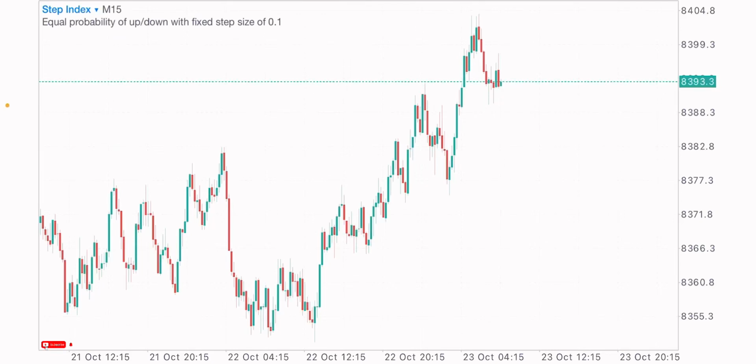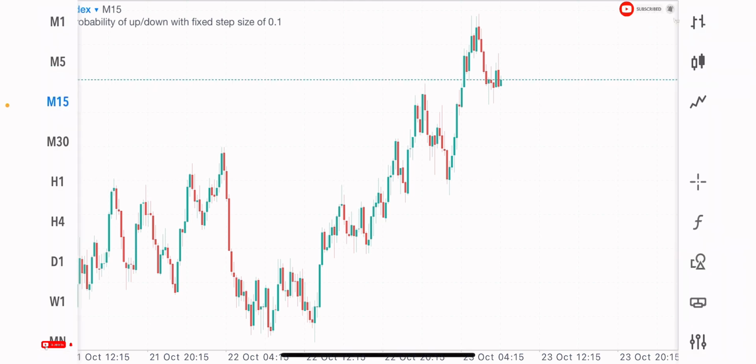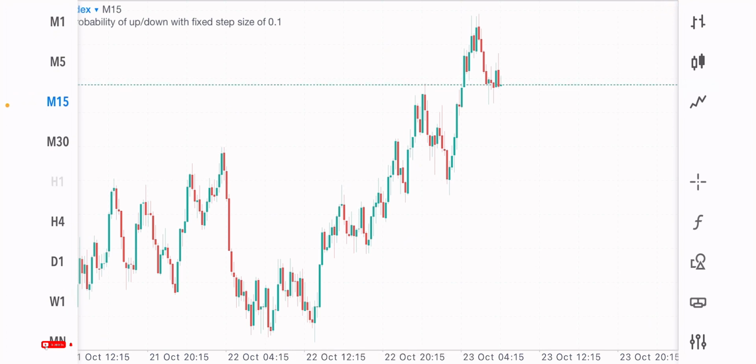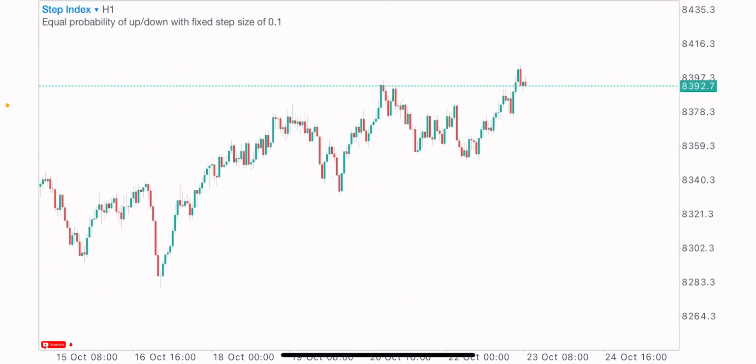Most of you have the challenge of knowing where to have your entry levels, your stop loss levels, and your take profit levels. So in today's video, I'll be showing you guys how to have a good entry level, a good stop loss level, and a good take profit level. Let's assume that I want to take a trade on Step Index, right? We have done our analysis, we've gotten our buyers' view on this index, and we are looking for where to get our entry level, right?